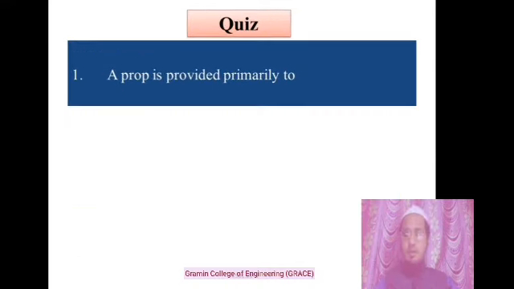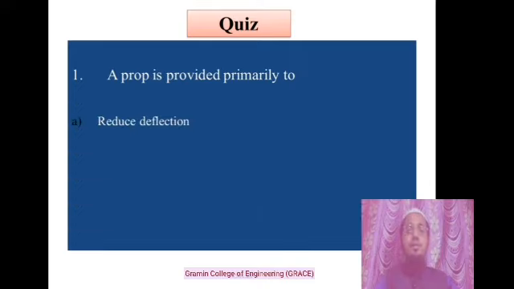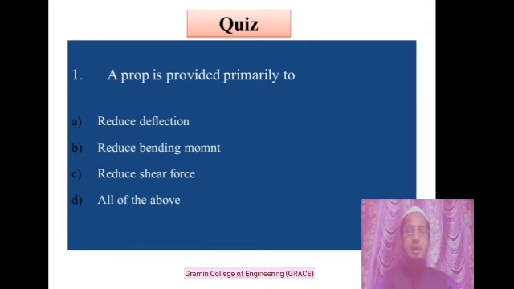So based on these points, let's have a quiz or some MCQ questions. Hope you can answer. A prop is provided primarily to: option A, to reduce deflection; option B, to reduce bending moment; option C, to reduce shear force; and option D, all of the above. Now can you answer? Yes, it reduces deflection, bending moment as well as shear force. Hence the correct option will be all of the above.